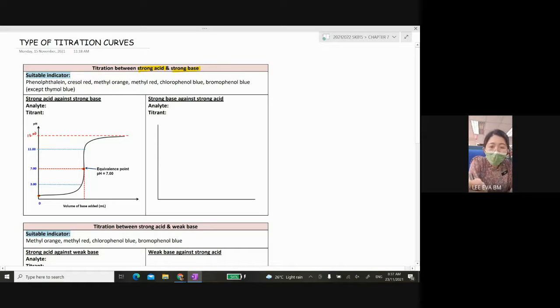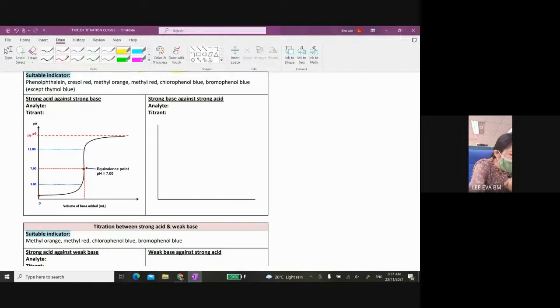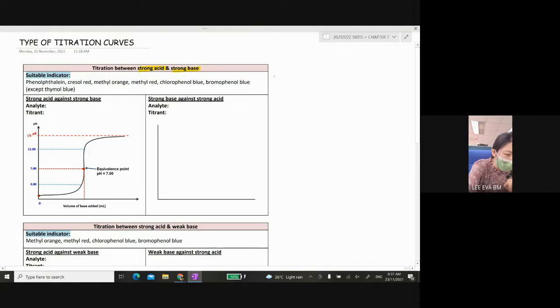Because thymol blue, the pH range is very acidic. It's just until 2.8, so it's not suitable. Tapi yang lain boleh pakai. Okay, the rest of them can be used. So just now, if you still remember in Madam's guideline, for the combination strong acid, strong base, the pH range is from 3 to 11. So it's a guideline for you: 3 to 11, the pH range for strong and strong species.